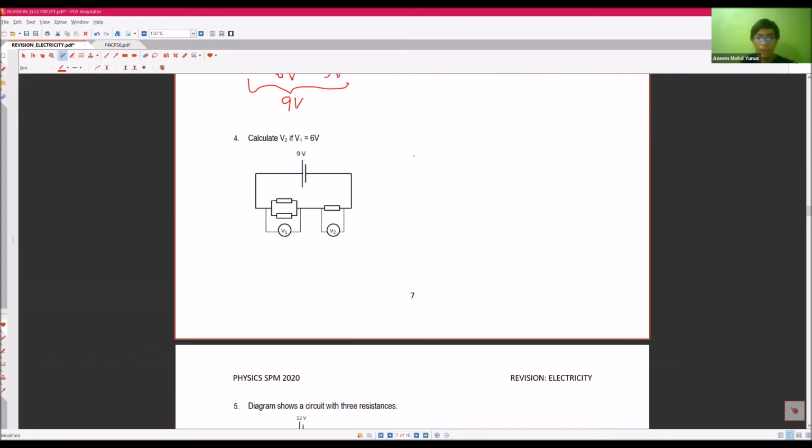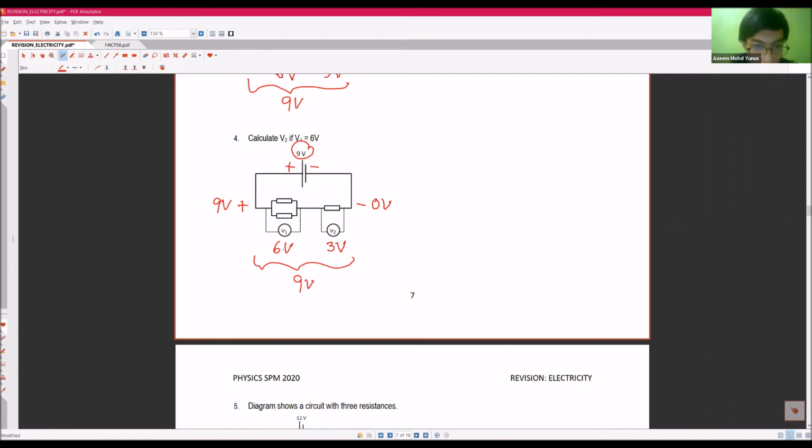Okay, let's move on to number 4. Calculate V2 if V1 is equal to 6 volt. So V1 is 6 volt. Let's mark the positive and negative: positive here, negative here. So 9 volt here, 0 volt here. So the potential difference between these two points, this end and this end, is 9 volt. But we already have 6 volt over here. That means the remainder is 3 volt. Okay, as simple as that.